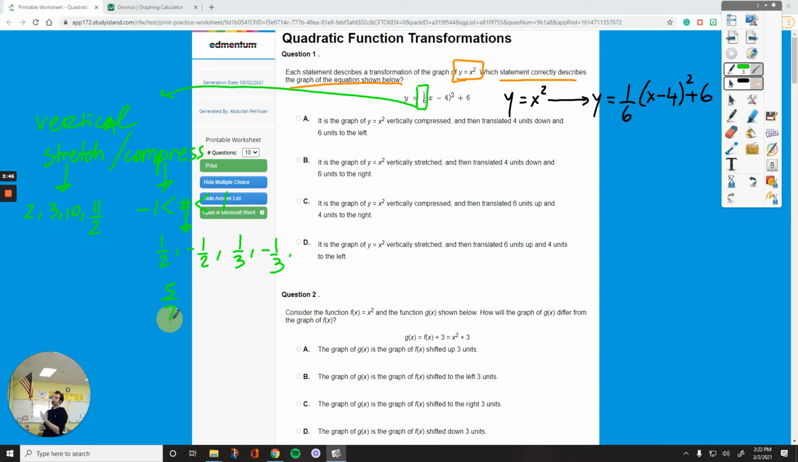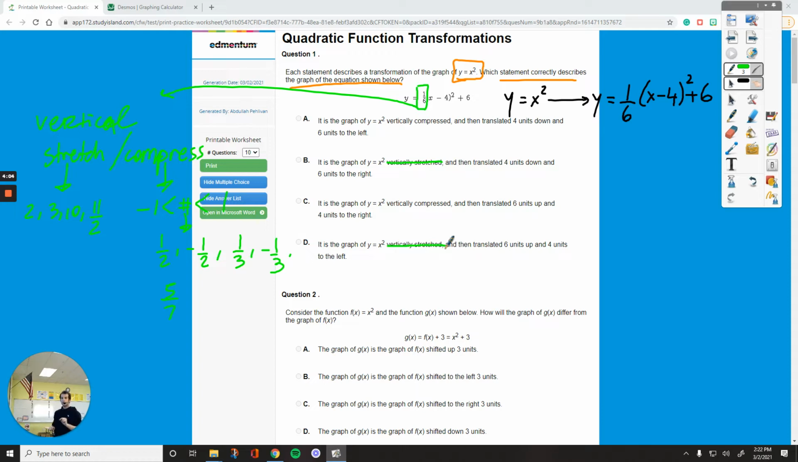So the number we have is 1/6. It is in between -1 and +1. So we are dealing with a vertical compress. It's going to get wider. When we compress the curve from the top and bottom, the arms are going to get wider. So our answer is not going to be vertical stretch. We cross those two out. It's either A or C.